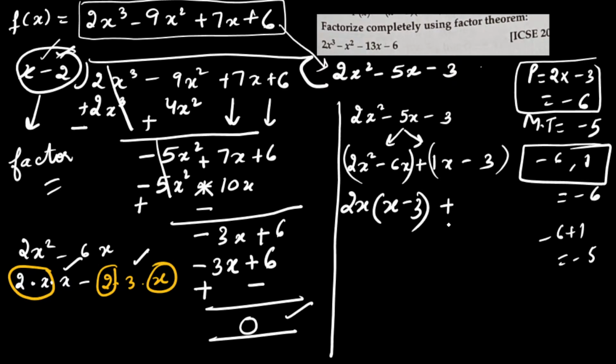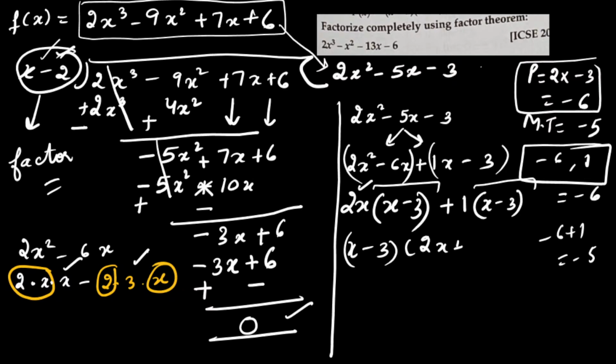If nothing is common, that means 1 is common. So I take 1 out common, and x minus 3 as it is we have to write. You can see these two brackets should always be the same. Here also x minus 3, here also x minus 3. So again this x minus 3 we can take out common. What is left behind? 2x plus 1. So these are the two factors: x minus 3 and 2x plus 1.